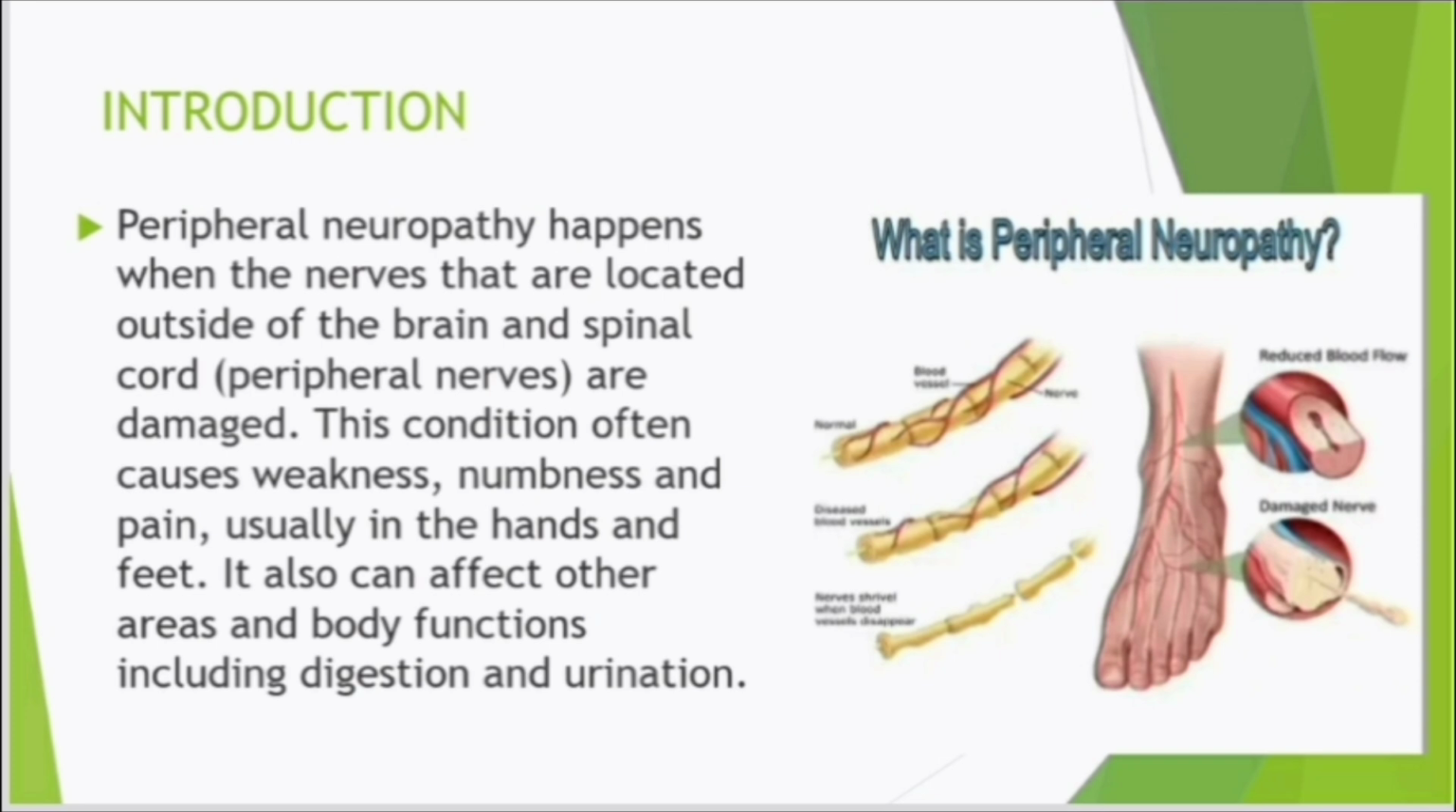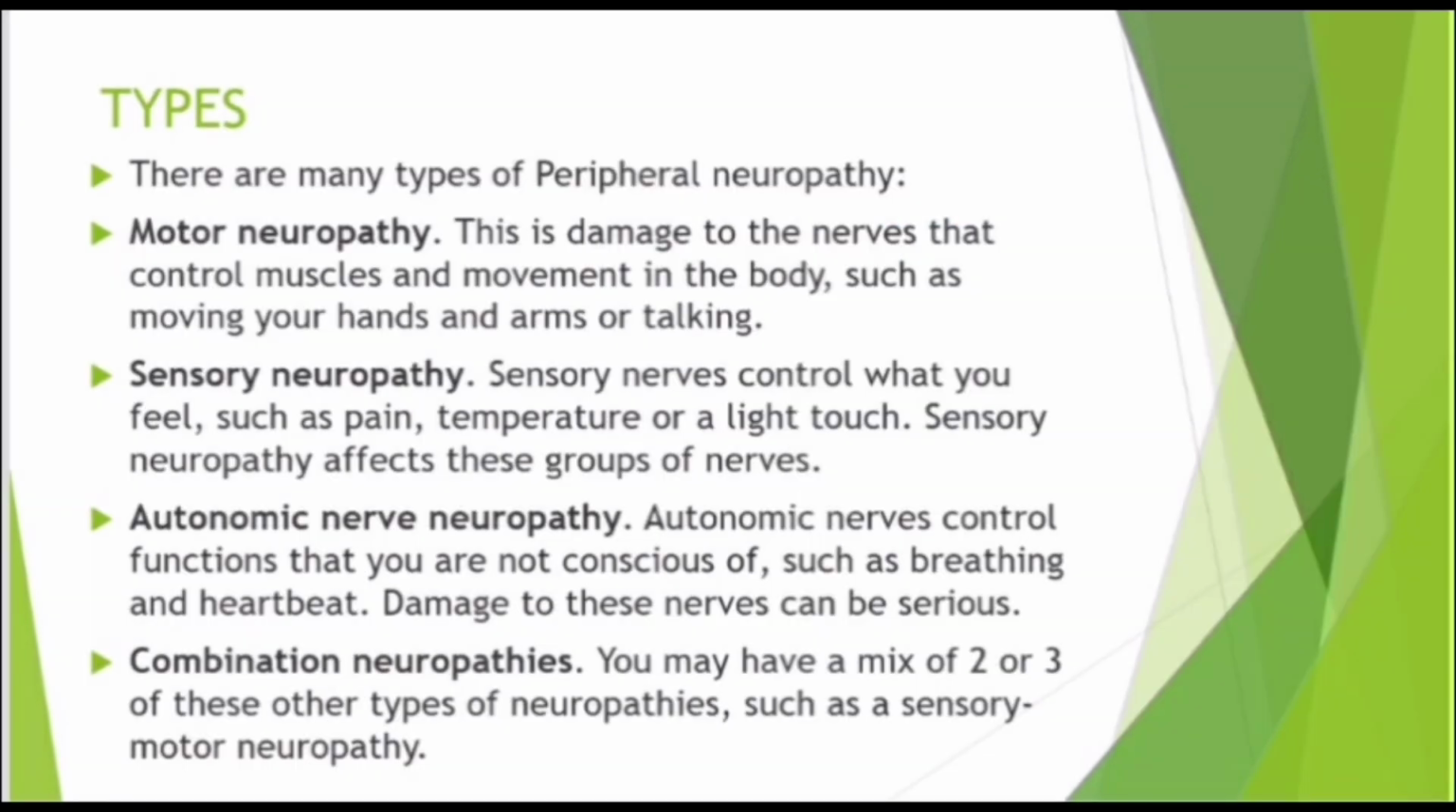Introduction. Peripheral neuropathy happens when the nerves that are located outside of the brain and spinal cord are damaged. Damage to these nerves interrupts communication between the brain and other parts of the body and can impair muscle movement and prevent normal sensation in the arms and legs. This condition often causes weakness, numbness and pain, usually in the hands and feet. It also can affect other areas and body functions, including digestion and urination. Peripheral neuropathy is a disorder affecting motor, sensory or autonomic nerves.